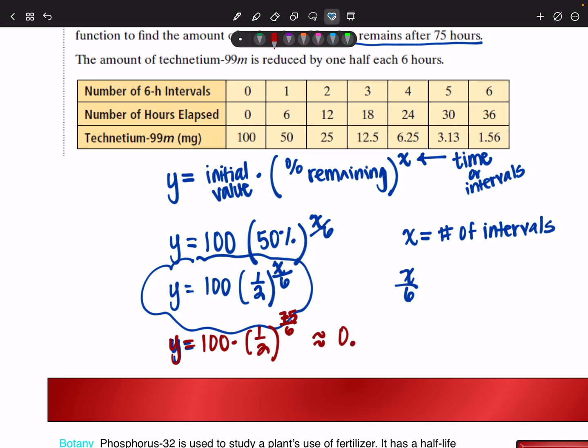You should get 0.017 milligrams remaining after 75 hours.